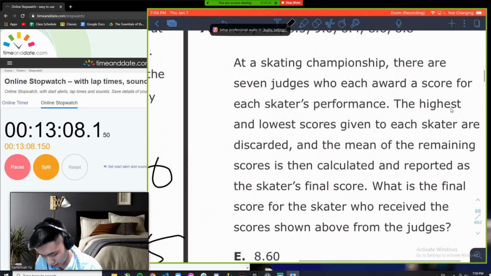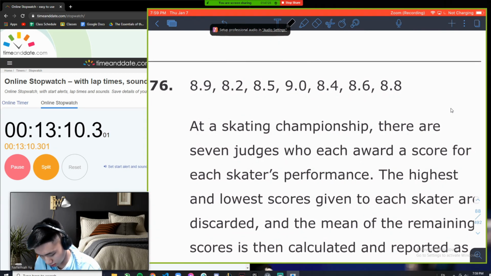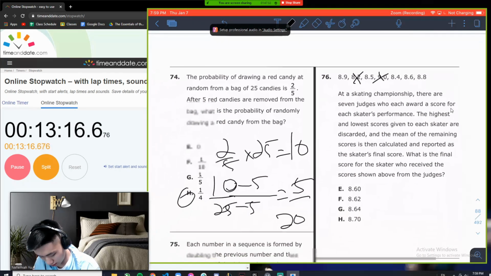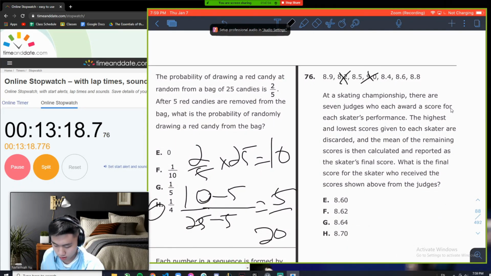So you get rid of the highest and lowest. The lowest is 8.2. Highest is a 9. And then you just find the average. I'm gonna use the calculator because I think you guys know how to find averages. I got 0.64.